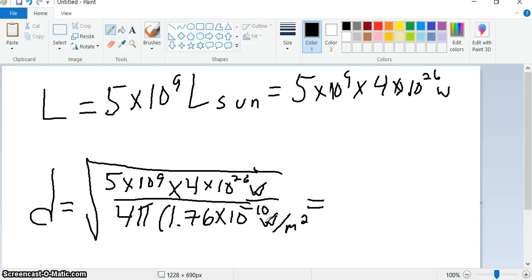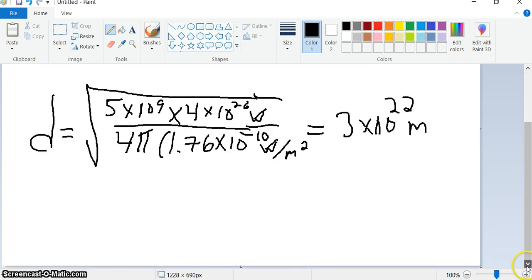Anyhow, this comes out to be approximately 3 times 10 to the 22nd, and the answer is in meters. All right, so we still need to change this from meters to... I have to scroll down just a little bit. All right, there we go. So this is 3 times 10 to the 22nd meters, our distance.